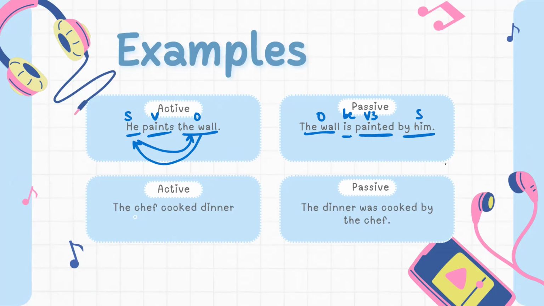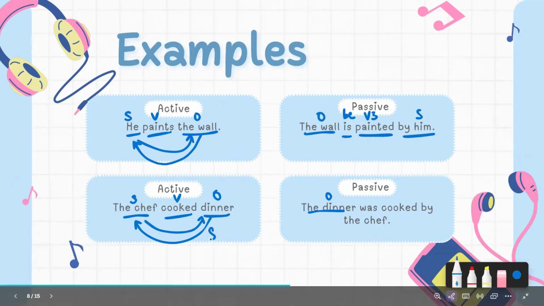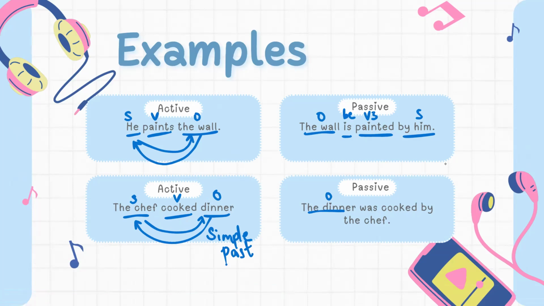Another example for you. The chef cooked dinner. The chef is the subject. Cooked is the verb. Dinner is the object. So now I'm swapping the subject and the object. The dinner was cooked. Why have I used was? Because here the sentence is in the past tense. Remember, you have to change the to be form according to the tense of the sentence.